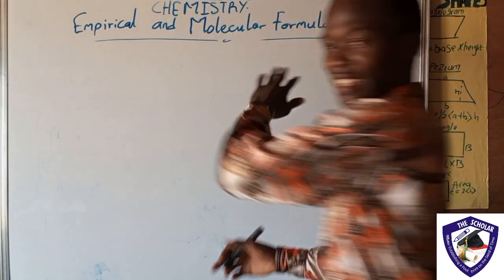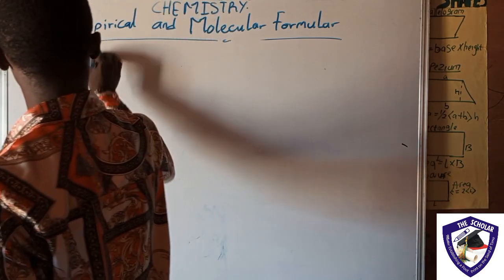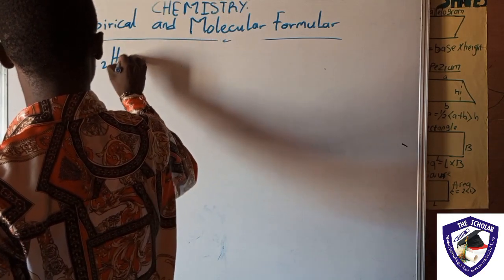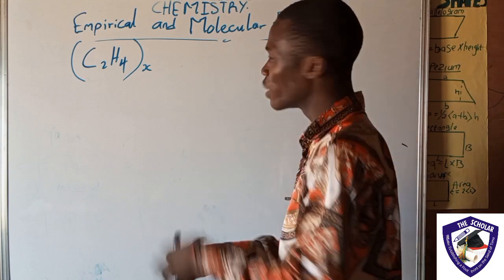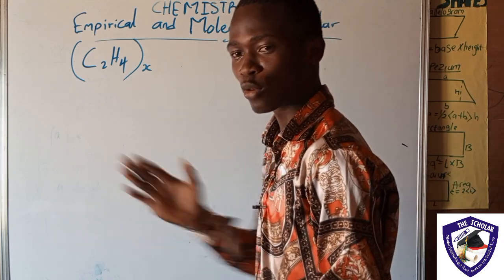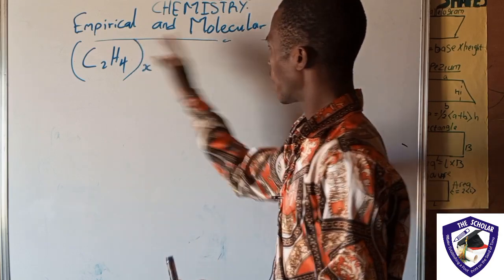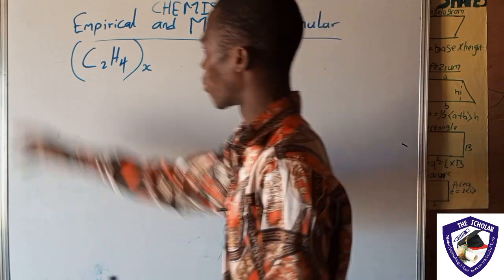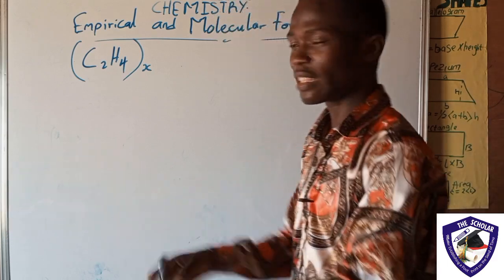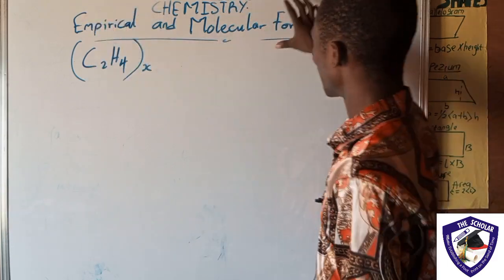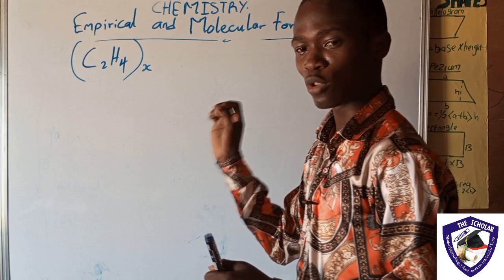While molecular formula is the true value of a particular compound. Now we can calculate empirical formula and get something like this. Then molecular formula will express this x, this unknown, to the true value. So when calculating for molecular formula, we need information from empirical formula, or we get information from the relative atomic mass of each element and the vapor density or relative molecular mass.